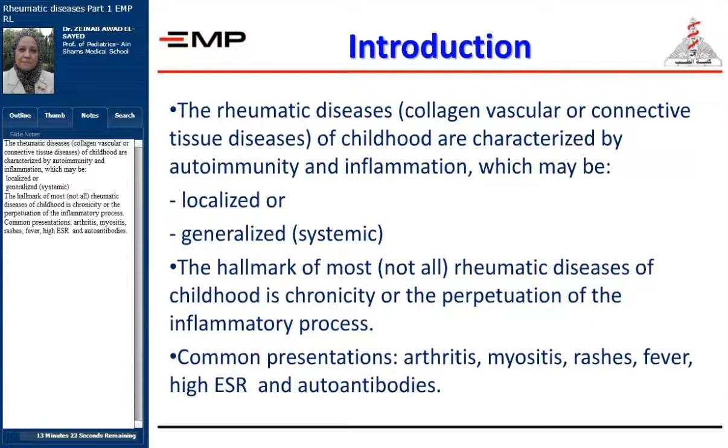Common presentations in these conditions are the presence of joint pains, myositis, rashes, fever, anorexia, loss of weight, etc. The presence of a high ESR, an ESR that reaches up to 100, should make you suspect either a rheumatic disease, tuberculosis, or malignancy. So when you find a very high ESR, think of a rheumatic disease. Also, the presence of autoantibodies raises suspicion of autoimmune diseases.